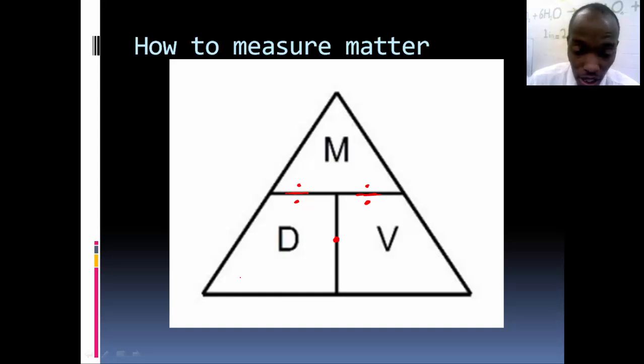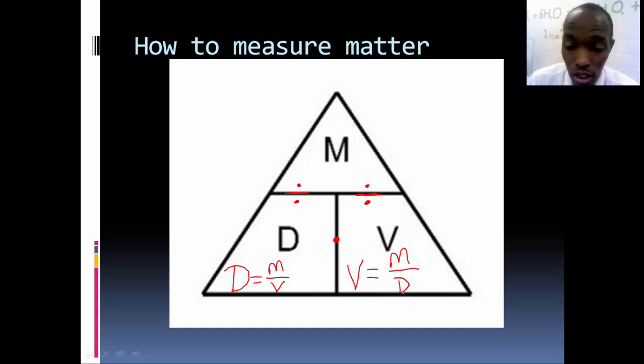All right, and now I want you to write the formula for each underneath each letter. So density is equal to M over V. Volume is equal to M over D. And mass is equal to D times V. All right? So now you have the formula under each triangle.